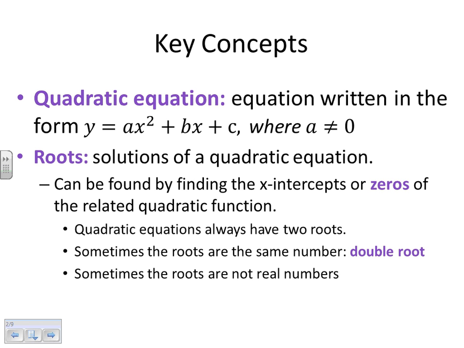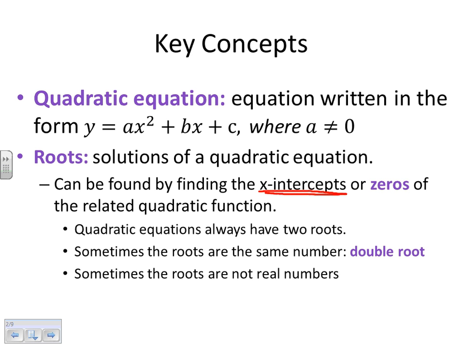All right, the first one is quadratic equation, and this is an equation written in the form y equals ax squared plus bx plus c, where a cannot be 0. And then we've also got roots, which is the solution of a quadratic equation is known as a root. And we can find our roots by finding the x-intercept or zeros of the related quadratic function.